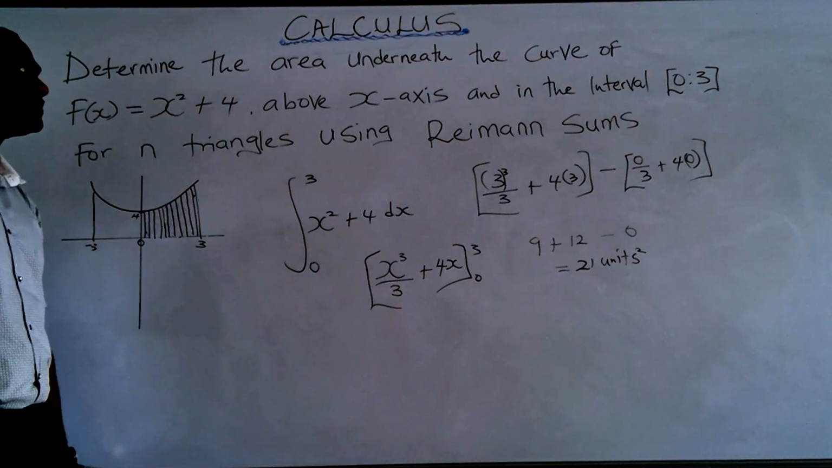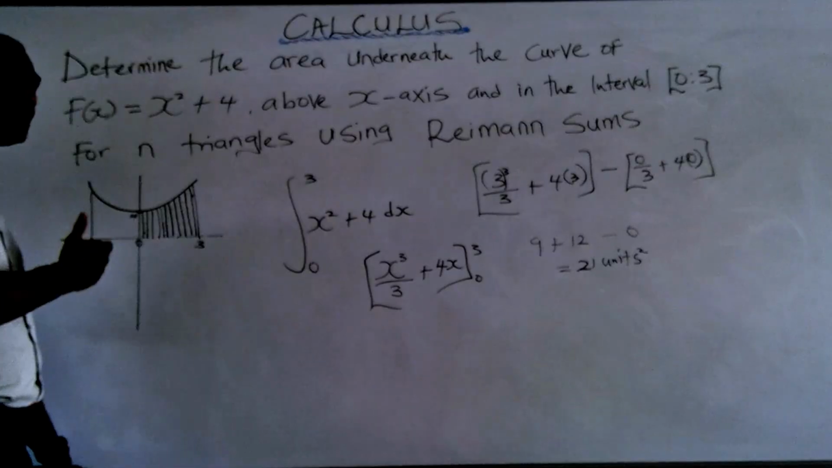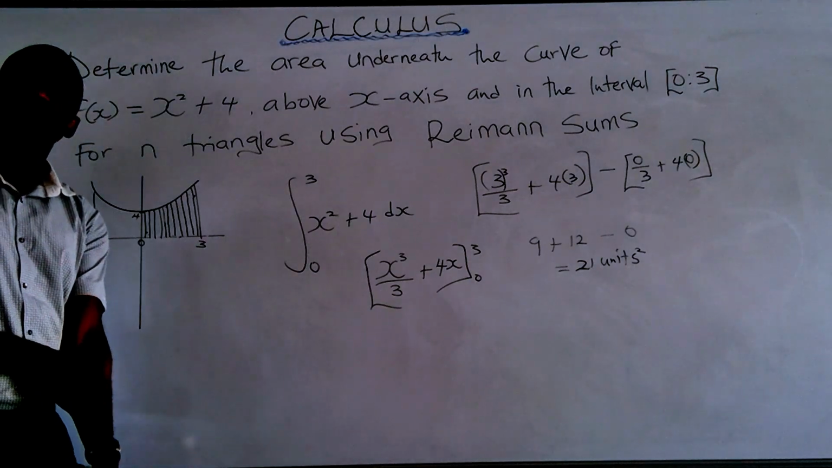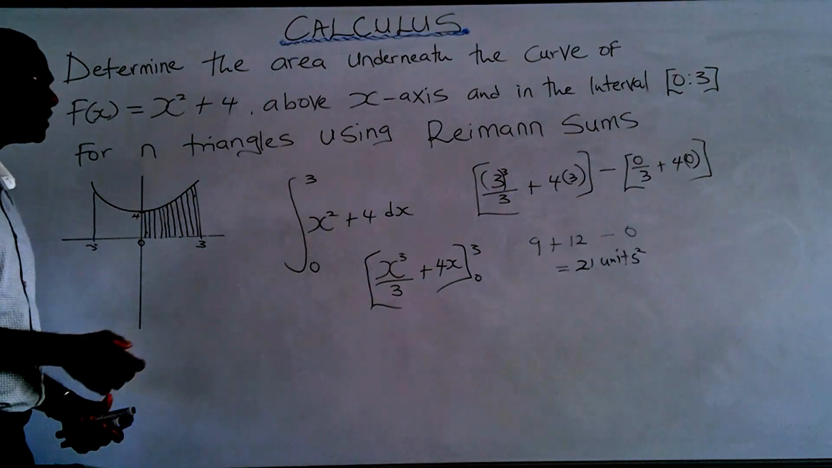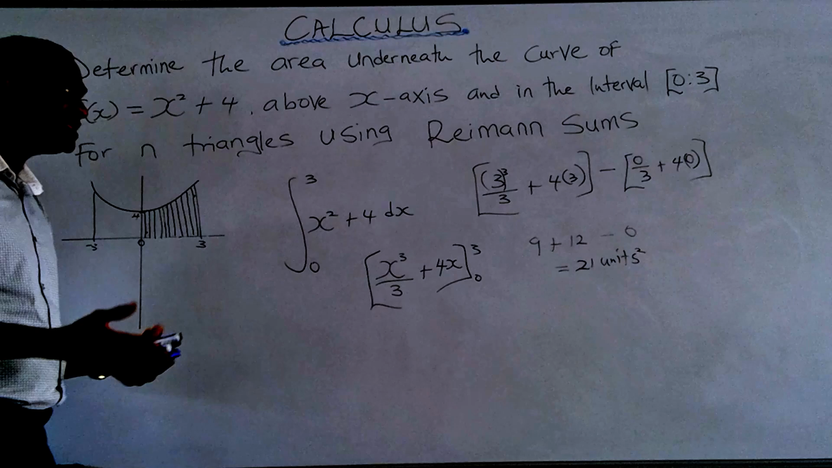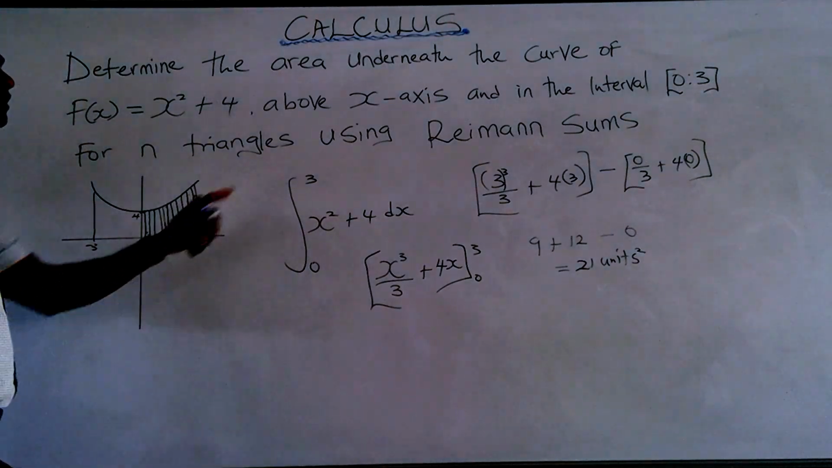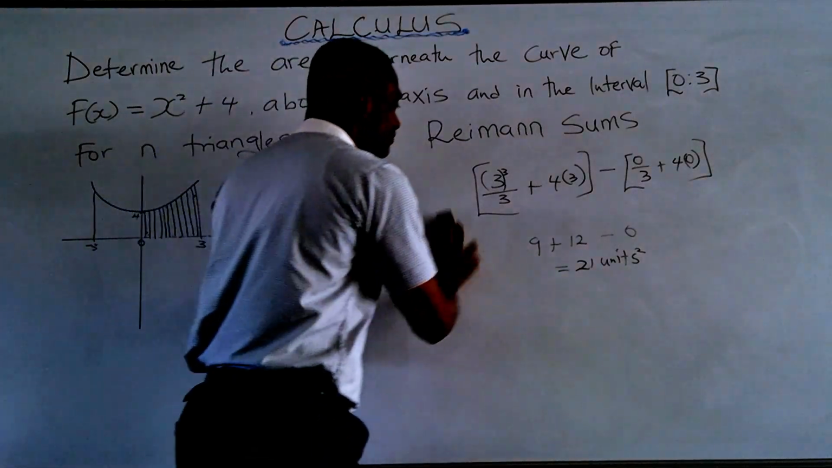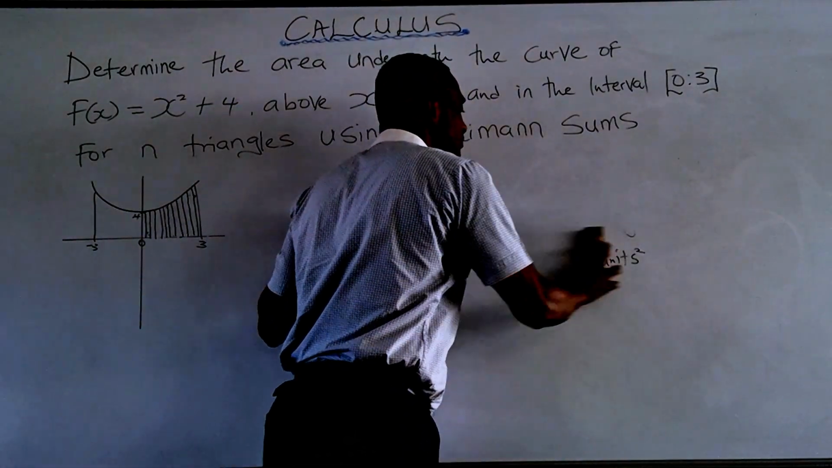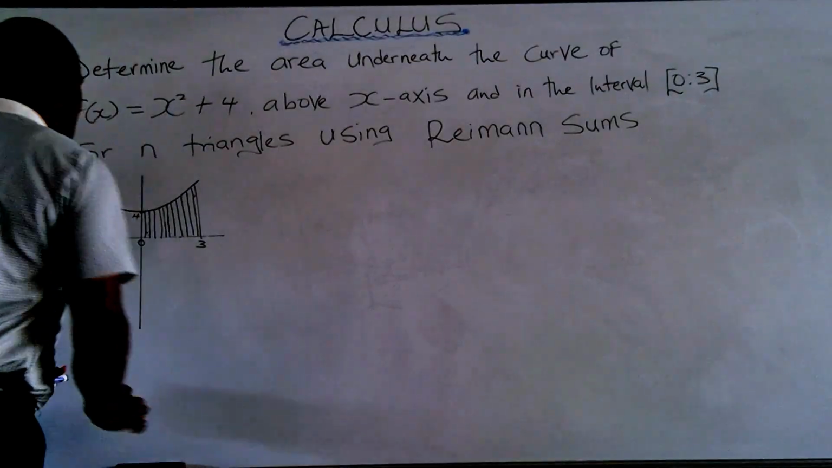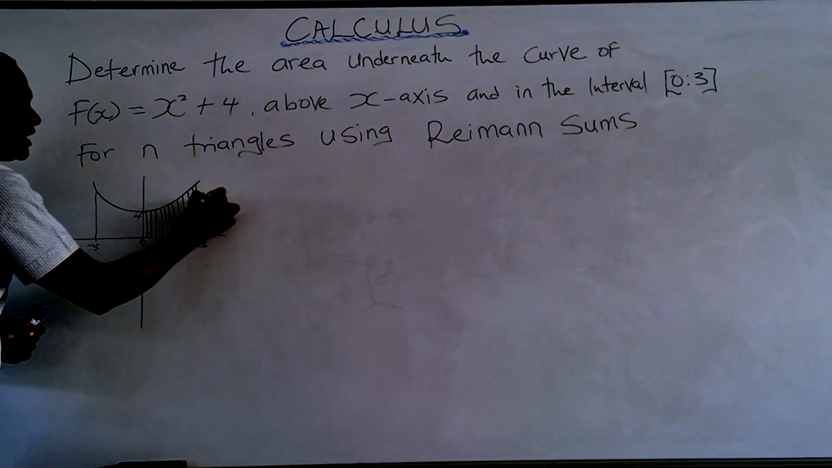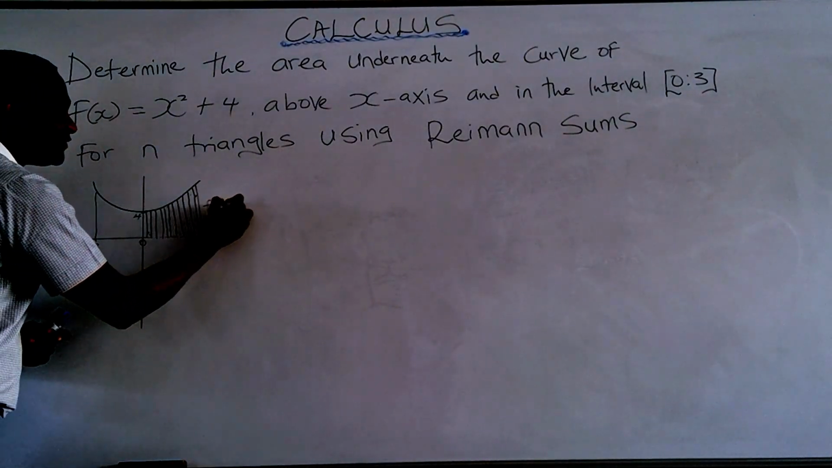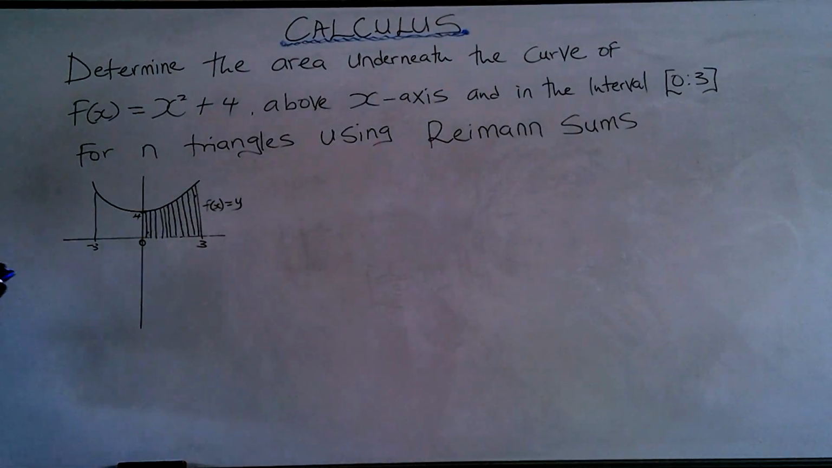What do we do with Riemann? Remember, because we are dealing with rectangles, we need to calculate the area of each individual rectangle, and we don't need to deal with the exact approach anymore. Now, what do we do? The first thing, we remember that this is our f of x. Remember that f of x is equal to y.